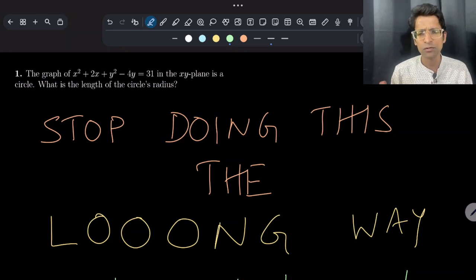Hey guys, if you see a massive circle equation like this on the digital SAT, do not waste 3 minutes completing the square. There is a 10-second cheat code.